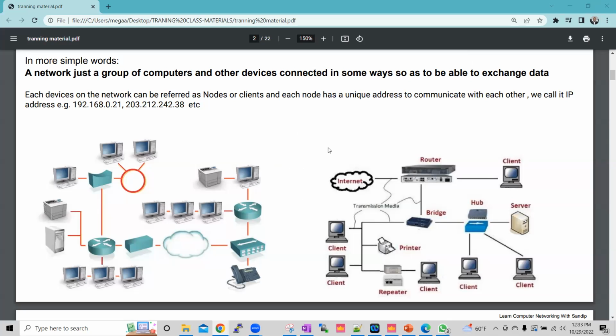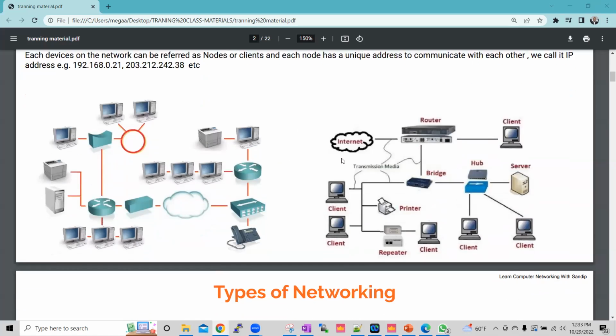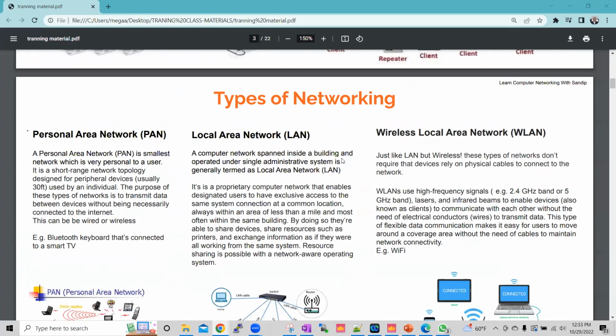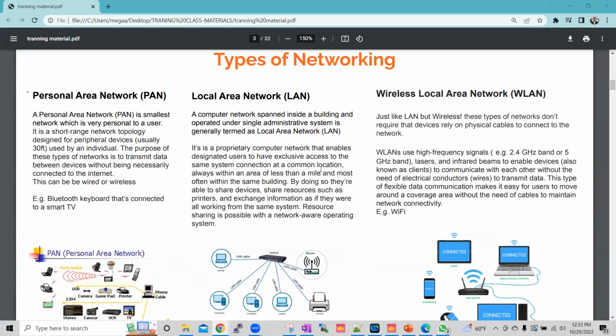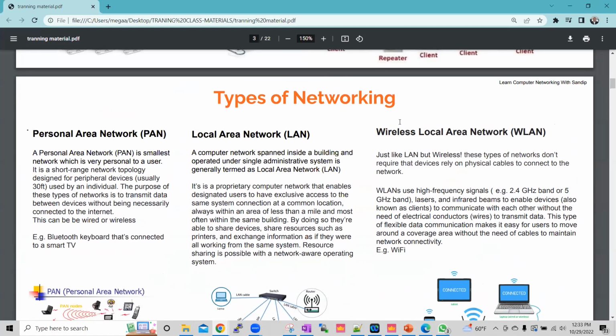We have an overview of what a network is, and the little things or major things that make up a network. Now, another area we need to take a look at is the types of networking.